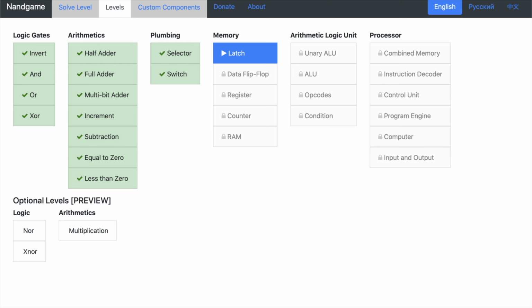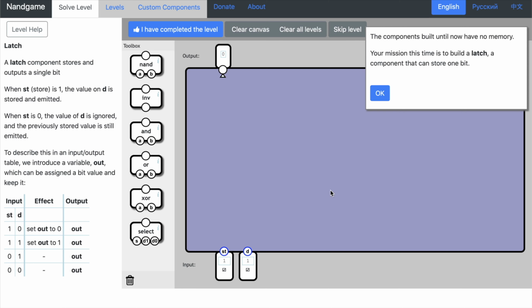This week, we are going to introduce sequential logic. We're going to be introducing latches and data flip-flops, registers, counters, and RAM. These are very different from combinatorial circuits in that they have values that change over time. So let's take a look at the latch.